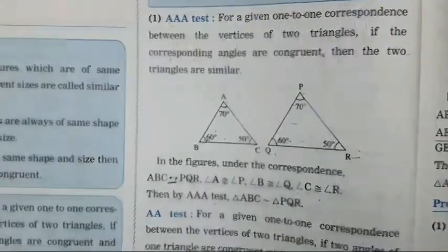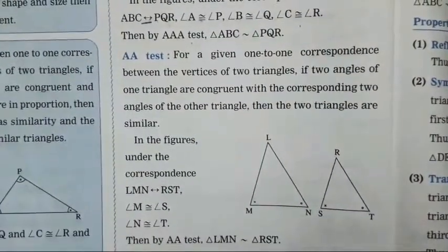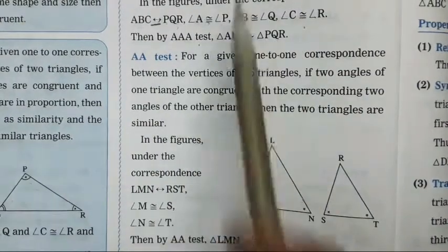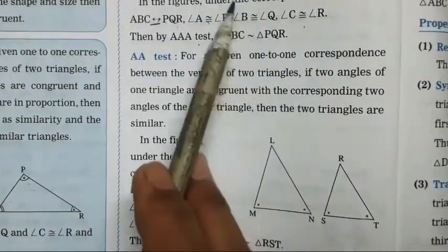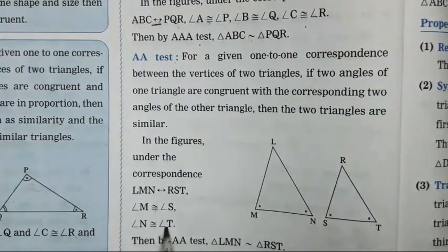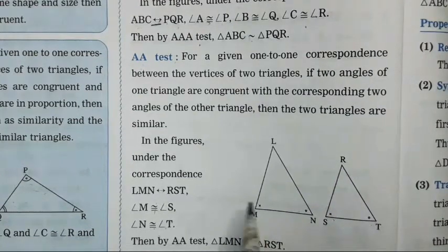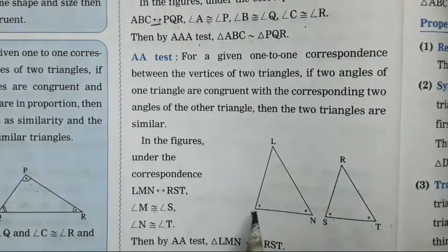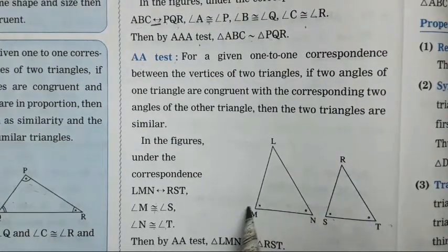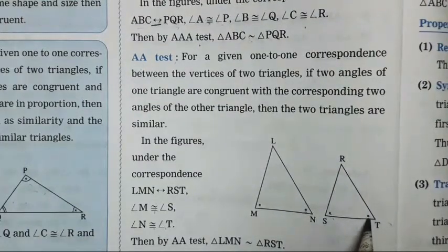Is it clear? Now the next test is the AA test. AA test means two angles. In the above we did three angles, over here only two angles. So this is going to be a part of this test only, the AA test, where only two angles will be similar. See, M and S, N and T. When the measurements are not given, signs have been given. If you all can see, an X is over here and one small zero is over here. So M is congruent to S and N is congruent to T.